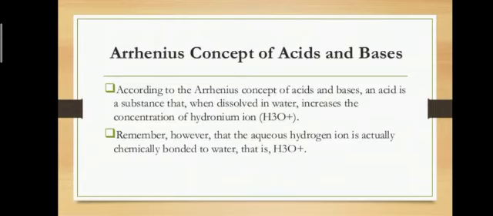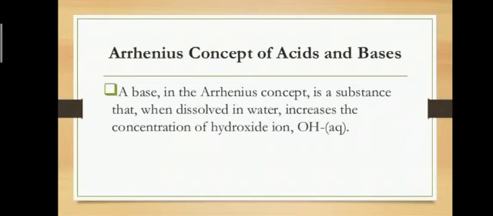According to the Arrhenius concepts of acids and bases, an acid is a substance that, when dissolved in water, increases the concentration of hydrogen ion or hydronium ion. The aqueous hydrogen ion is actually chemically bonded to water, that is hydronium.